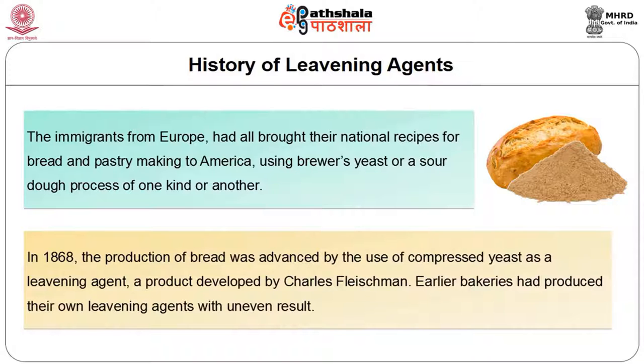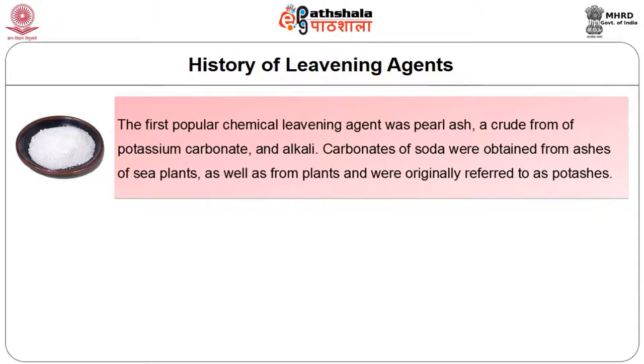In 1868, the production of bread was advanced by the use of compressed yeast as a leavening agent, a product developed by Charles Fleischmann. Earlier, bakeries had produced their own leavening agents with uneven results. The first popular chemical leavening agent was pearl ash, a crude form of potassium carbonate and alkali. Carbonates of soda were obtained from ashes of sea plants as well as from plants, and were originally referred to as potashes. The potash was used in baking as a leavening agent until the 1830s.